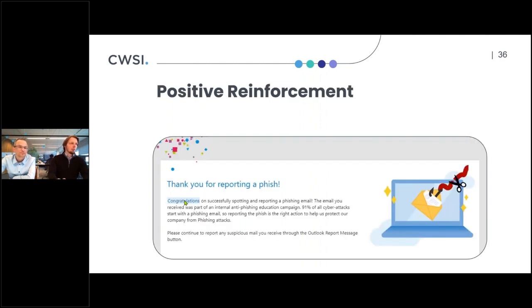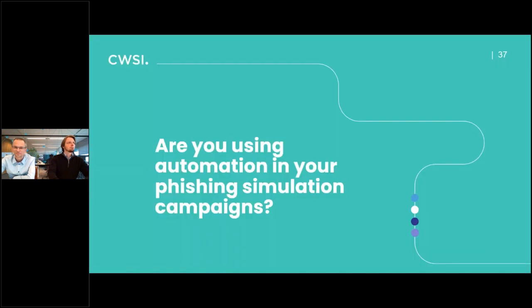And then, of course, if you did report the phishing email and you succeeded in the phishing simulation, you'll get a positive reinforcement email like this. So thank you for reporting a phish. And just as I said before, you can get this either directly after you've reported or when the entire simulation is finished. You can configure that beforehand.